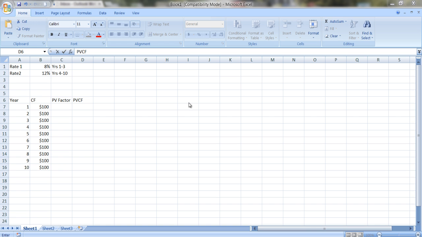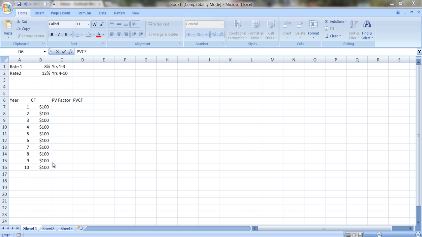Now, what I'm going to assume here is that we have these cash flows from year 1 to year 10, and they're just going to be $100 each year. And I'm going to assume that the interest rate is 8% for the first 3 years, and then it becomes 12% from years 4 through 10.